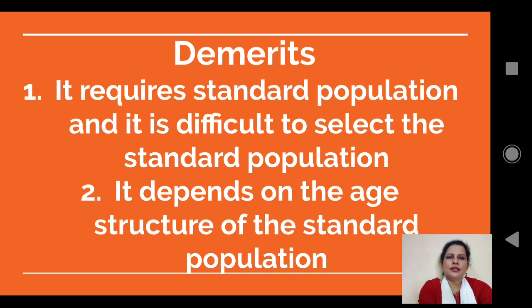Demerits. It requires a standard population, and it's difficult to select the standard population. It is not that easy to select the standard population. Second demerit is, it depends on the age structure of the standard population. Here you can take Kerala as the standard population for Karnataka and Maharashtra only when all the three populations have the same age structure.